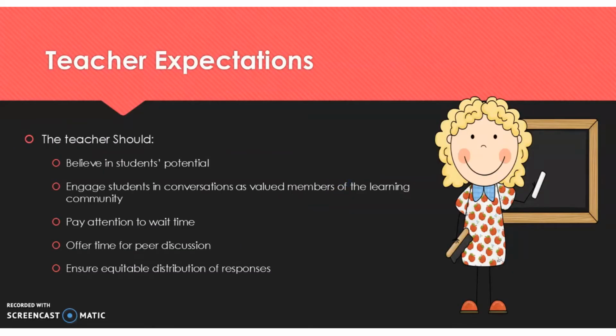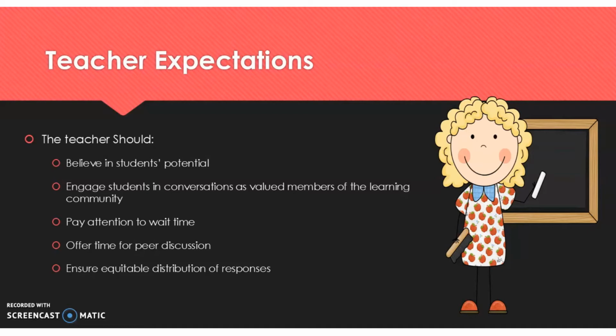Teacher expectations. These are things that teachers should do while creating teacher clarity in the classroom. The teachers need to believe in their students' potential, set a high standard for each of their students, engage students in conversations as valued members of the learning community, and create those relationships. Teachers need to pay attention to their wait time and give students equitable time to respond to their question or their peers, and offer time for peer discussion.